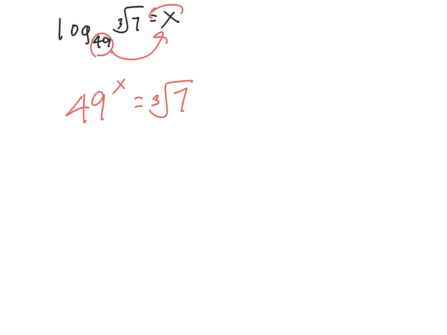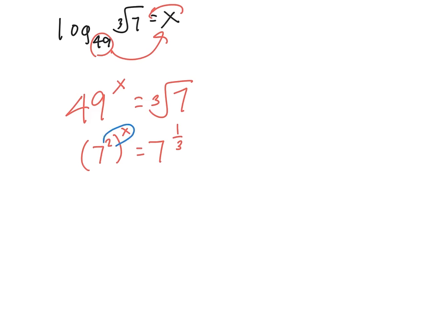And we can rewrite this cube root of 7. That's the same thing as saying 7 to the 1/3 power. Now on the left side, 49 to the x, if we get these to be the same base, it's a lot easier to think about them. So I think 49 is the same thing as saying 7 squared. So we can rewrite that as 49 is 7 squared to the x power.